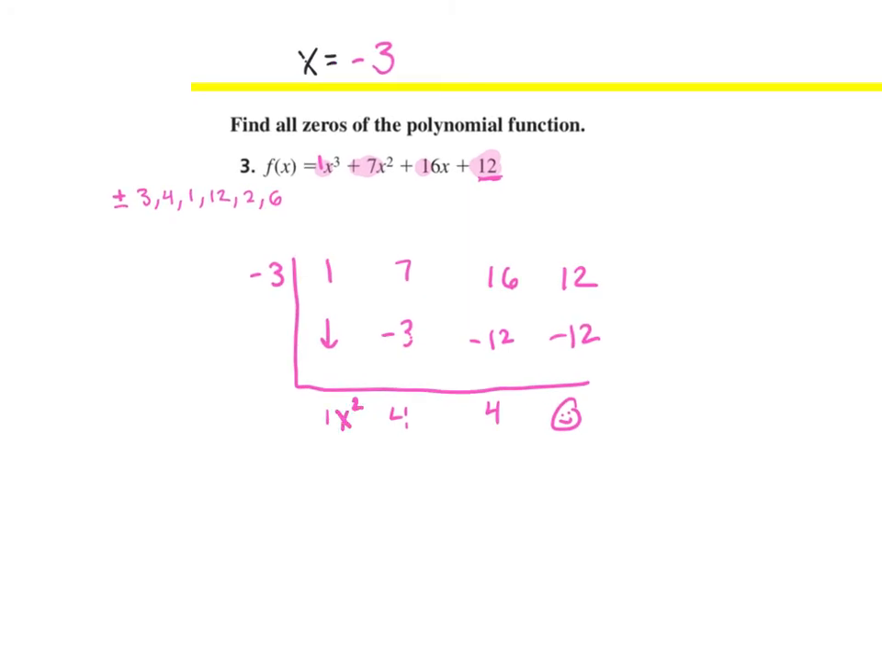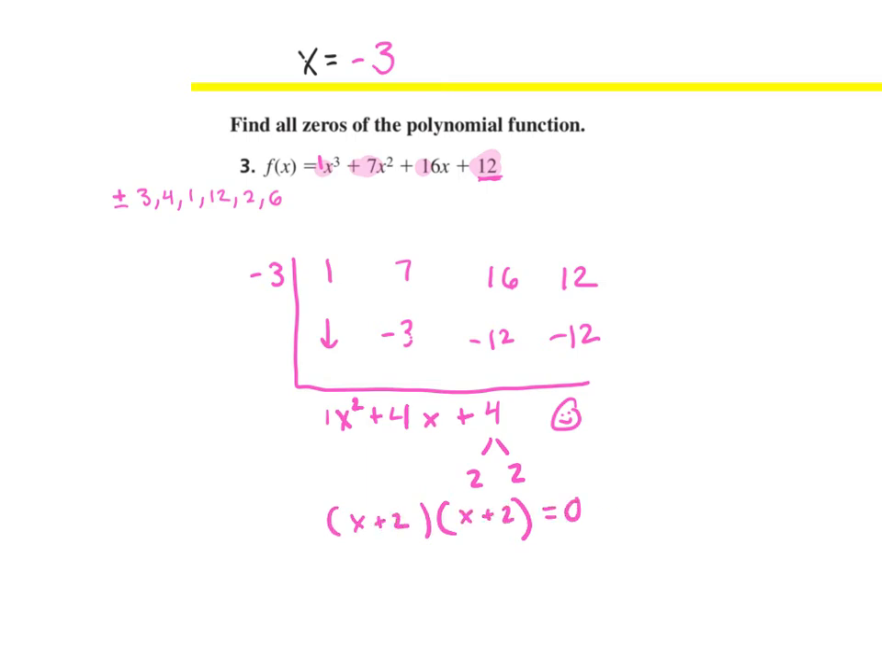X squared plus 4x plus 4. What should we do next? We can factor. So what are two factors of 4 that add to 4? 2 and 2. So what do we get here in our parentheses? X plus 2 and x plus 2.